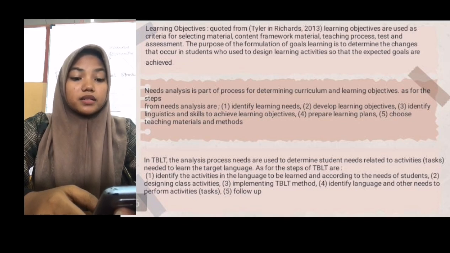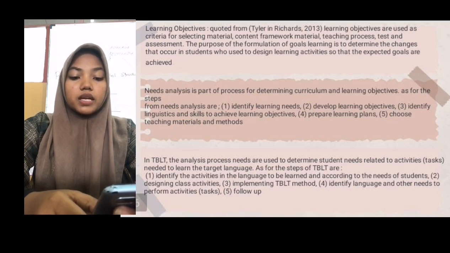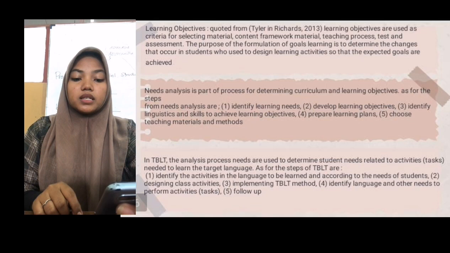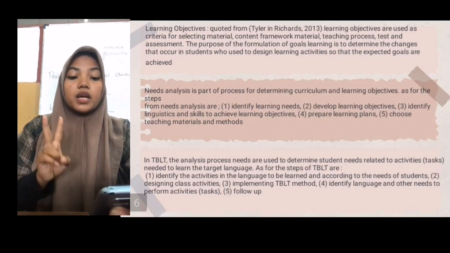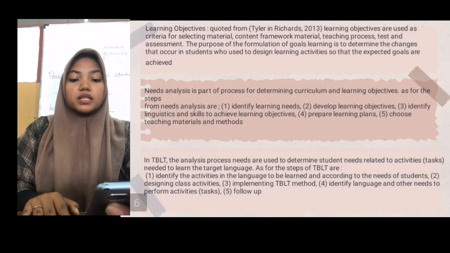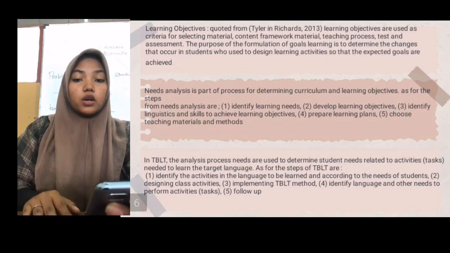In TBLT, the needs analysis process is used to determine student needs related to the activities and texts needed to learn the target language. As for the steps of TBLT: identify the activities in the language to learn according to the student. Next, adjust class activities. Next, implement the TBLT method. Next, identify other language needs to perform activities and texts. Next, follow up.